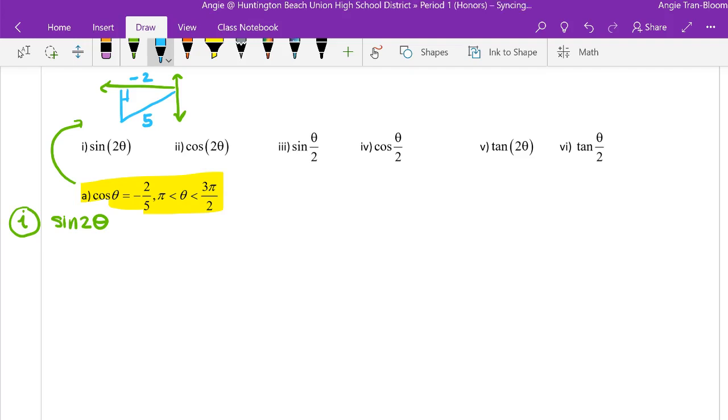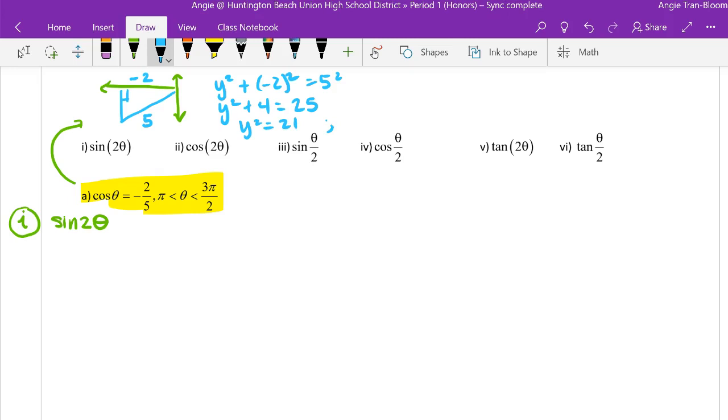Let's use Pythagorean theorem. So y squared is what I'm looking for, plus negative 2 squared equals 5 squared. So y squared plus 4 equals 25. Move the 4 over, so y squared equals 21. So you know y is going to be square root of 21. Okay, now because y is in quadrant number 3, it will also be negative. So now I have a negative square root of 21.